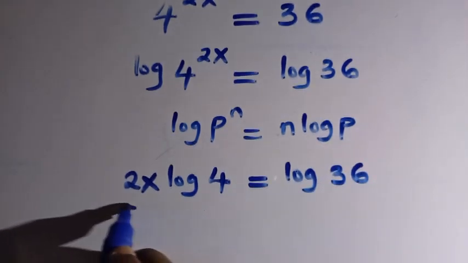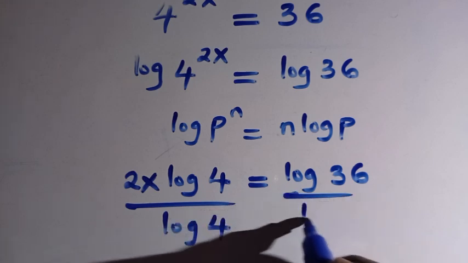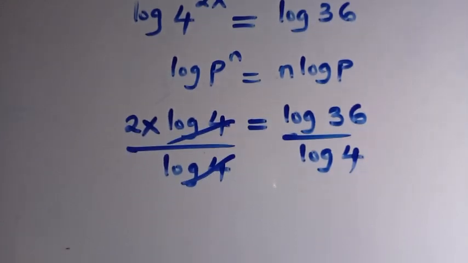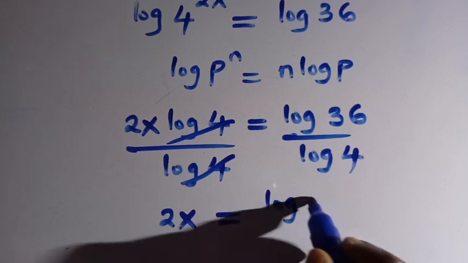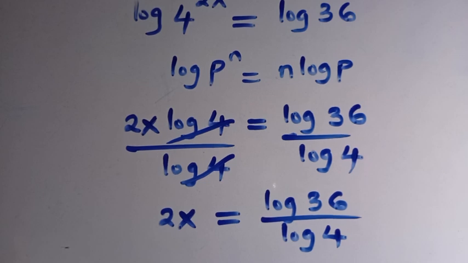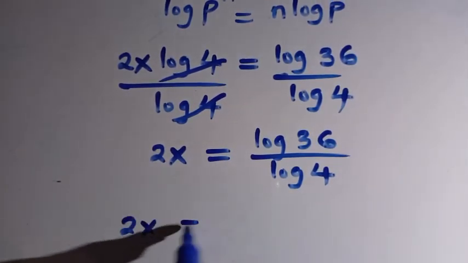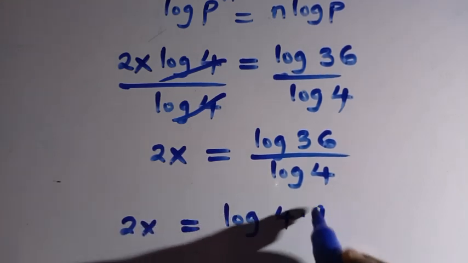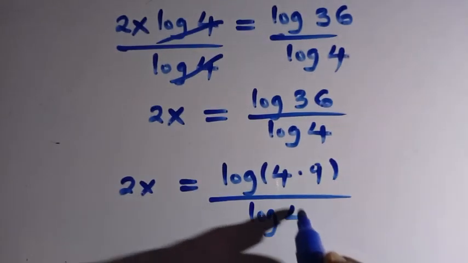Since we need x, we have to divide both sides by log 4 first. When log 4 cancels log 4, what we have becomes 2x equals log 36 divided by log 4. And for this 36, we can break 36 into the product of 4 and 9. So we have log of 4 multiplied by 9, that is 36, divided by log 4.